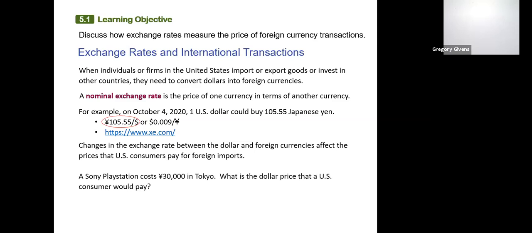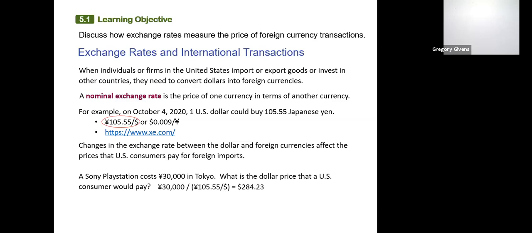Okay, here's an example that I thought of. Let's suppose that a Sony PlayStation costs 30,000 yen in Tokyo. It's produced in Japan, okay? What is the dollar price then for a US consumer for a Sony PlayStation? Well, Santiago, go ahead.